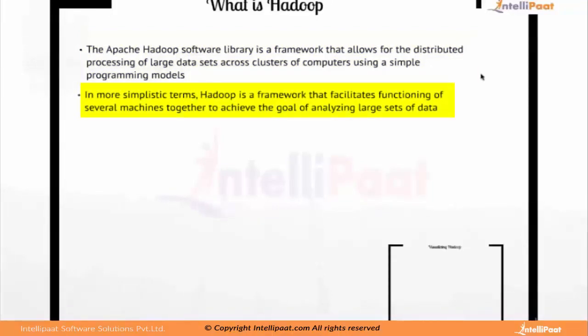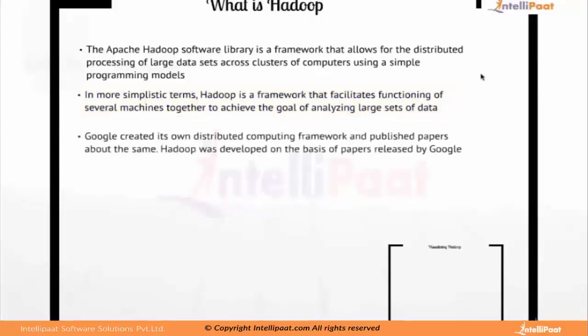In more simplistic terms, Hadoop is a framework that facilitates the functioning of several machines together to achieve the goal of analyzing large sets of data. Now, in the most layman terms, Hadoop is a magic where multiple machines are working together to do your job. That's it, nothing else. So Google created its own distributed computing framework and published papers about the same.